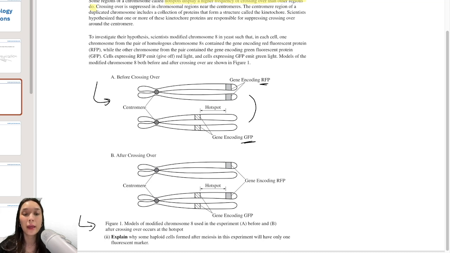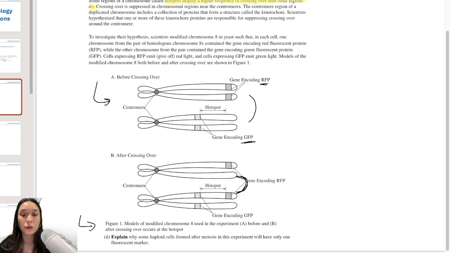And then when they do crossing over, you know that the 2 inner sister chromatids are going to swap, and they're going to swap somewhere within this hot spot, right? Because we said it's going to be suppressed near the centromere, but there is going to be a lot of crossing over in the hot spot. After crossing over, there are likely a couple different combinations of what could happen, depending on how high up the crossing over occurs, but they just give you one version here, where you had crossing over of those 2 inner sister chromatids that are attached to 2 different homologous chromosomes.